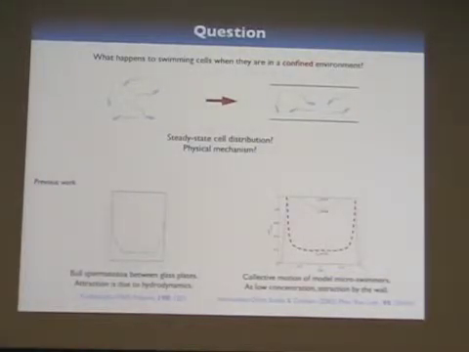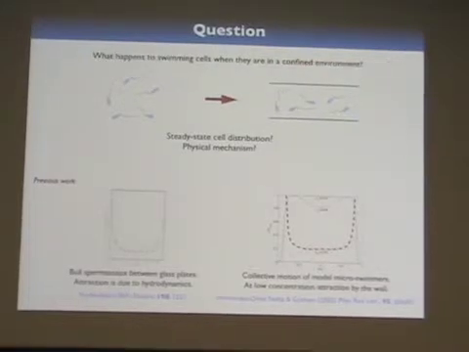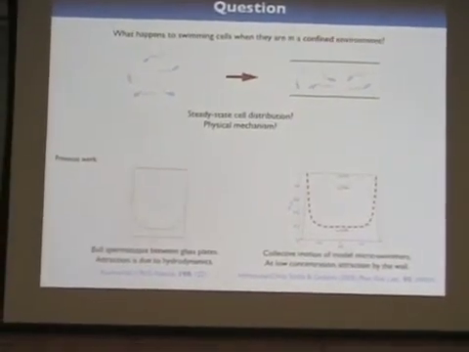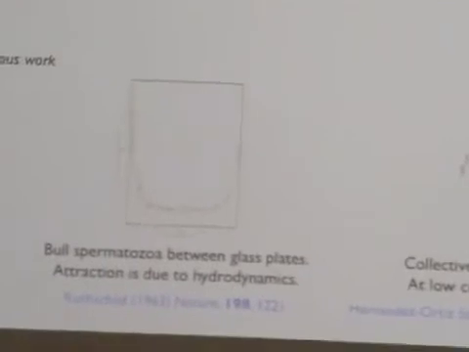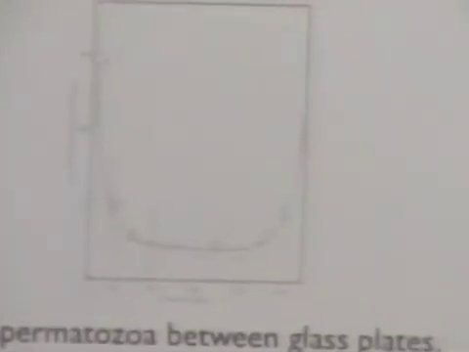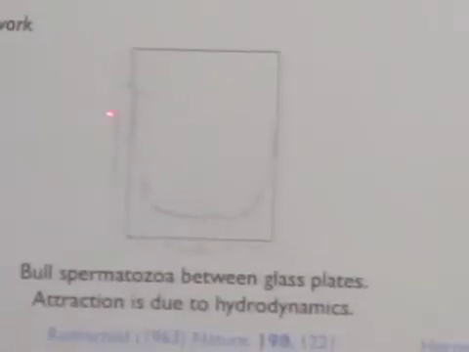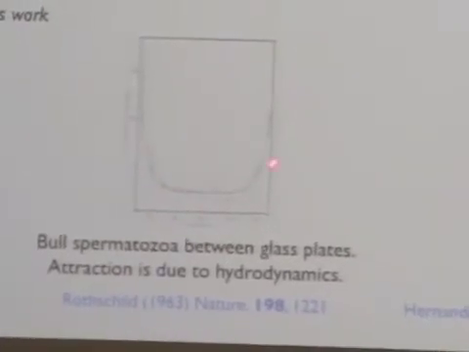The previous work on this question, the person who really asked this question was Rothschild in the Nature paper, where he did an experiment with bull sperm, which are, I think, 300 microns, large sperm cells, between vertical plates to get rid of gravity. And then he asked the question, well, where are the cells in steady state? And he gets this profile, which is really flat and then it peaks at the wall.